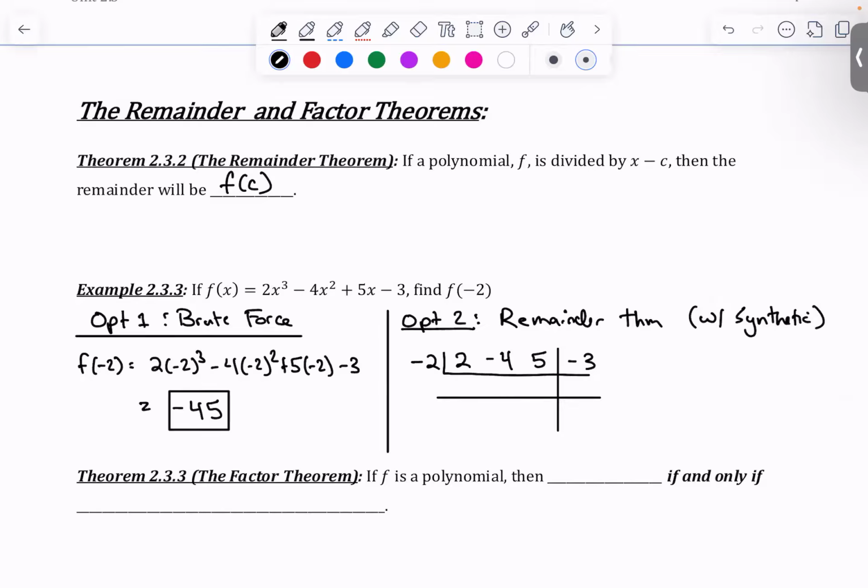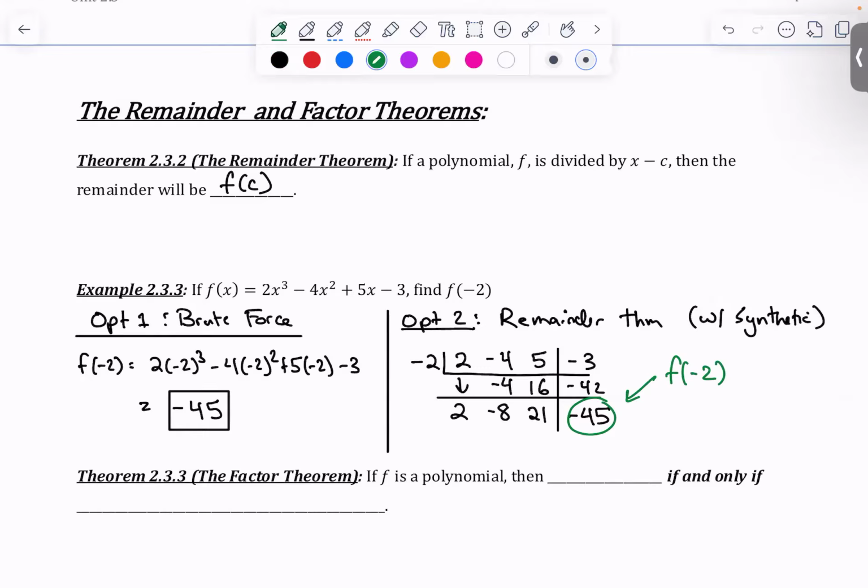So bring down the 2. I could write this in the dirt with a stick, and it wouldn't be too terrible to do. Negative 2 times 2 is negative 4. Negative 4 plus negative 4 is negative 8. Negative 2 times negative 8 is positive 16. 5 plus 16 is 21. Negative 2 times 21 is negative 42. And we get negative 45. That right there is f of negative 2 by the remainder theorem.